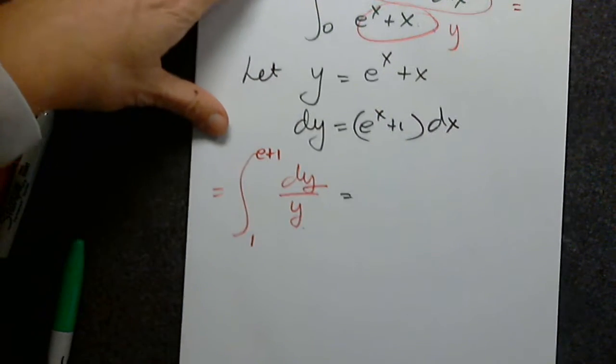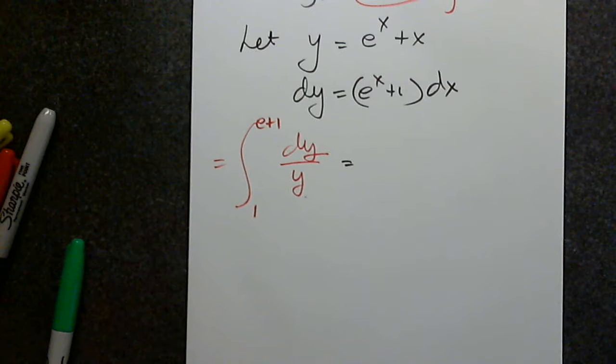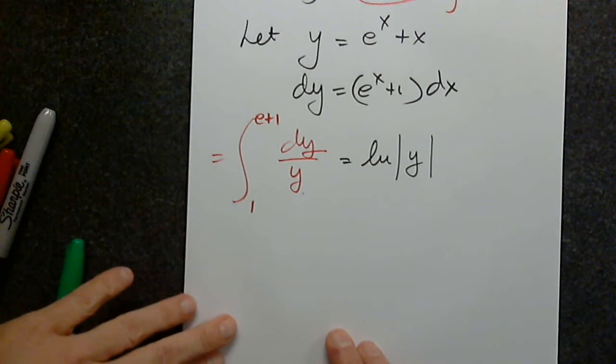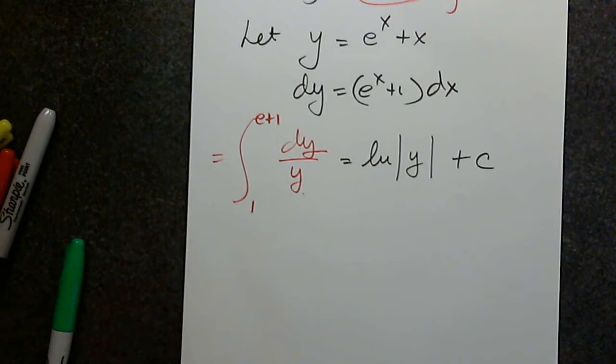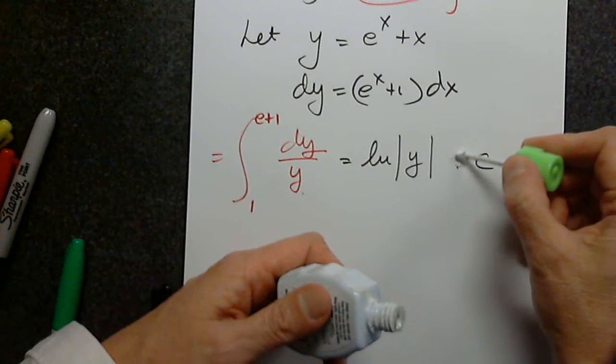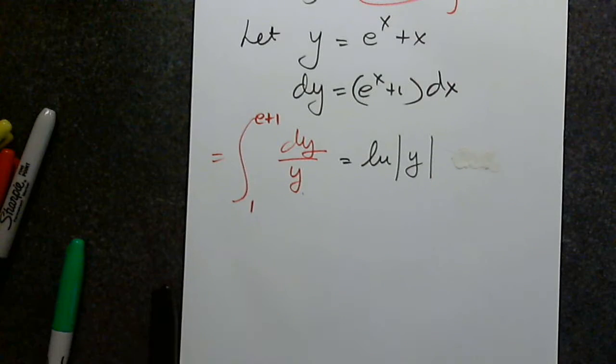Just move forward. Okay, so then now, what function prime is 1 over y? Perfect. So this should be natural log of the absolute value of y plus a constant c. I jumped again. We're talking about definite. No need for the constant, not needed anymore. From 1 to e plus 1.